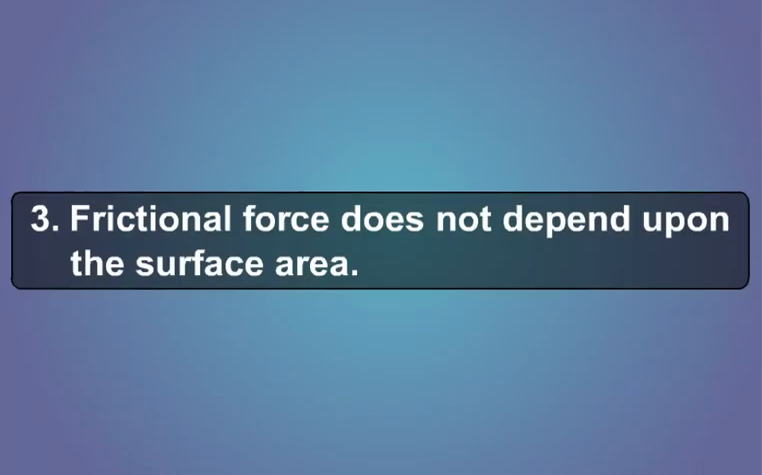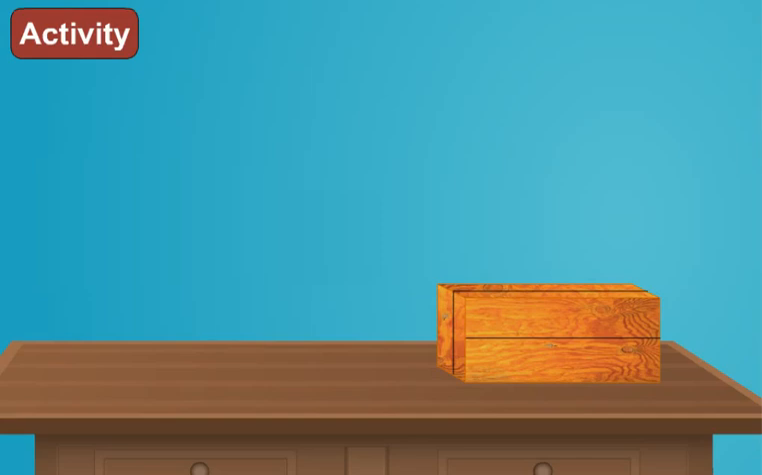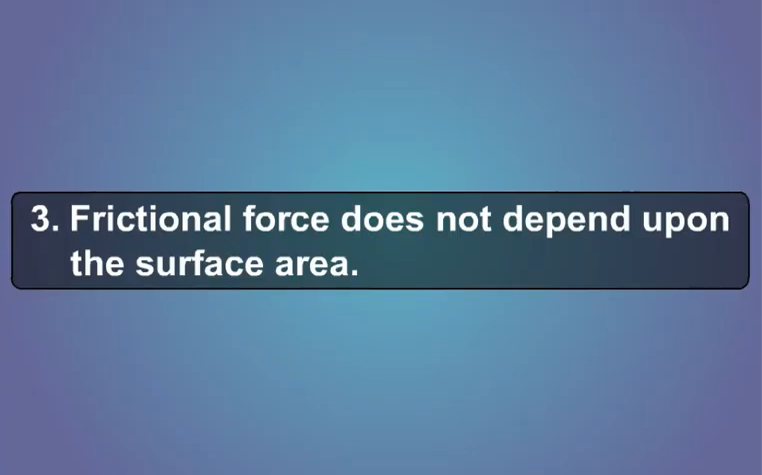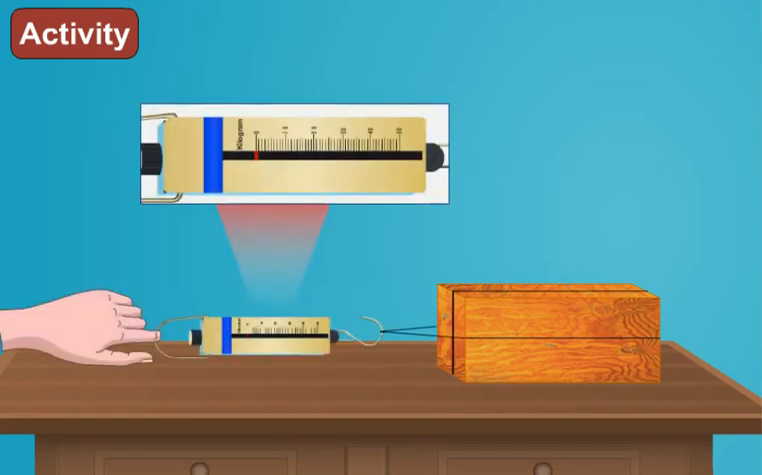Another nature of friction is that frictional force does not depend upon the surface area. Here is an activity to prove this. Students, place a wooden block horizontally on a table and measure the force to move it with a spring balance, as shown in the figure.